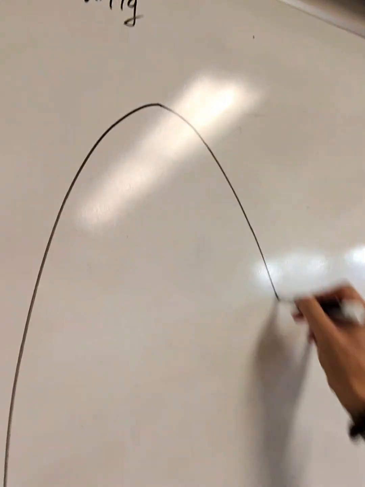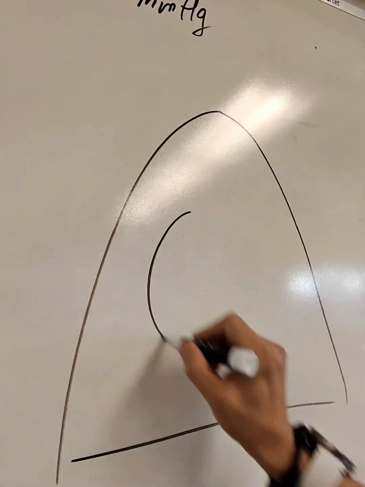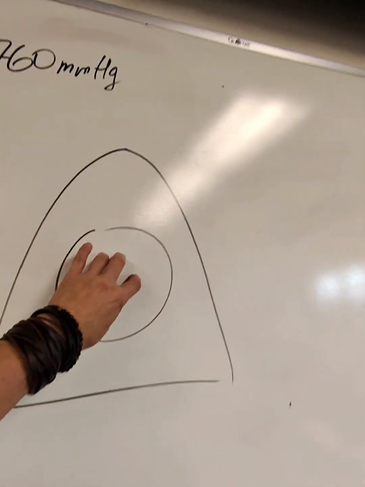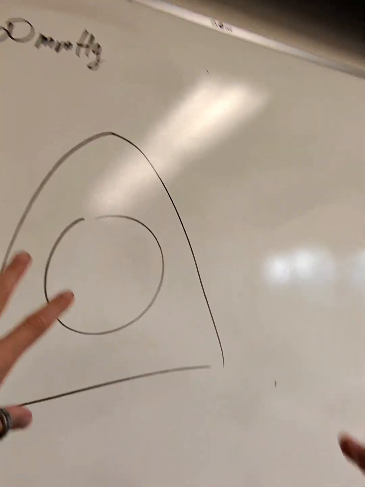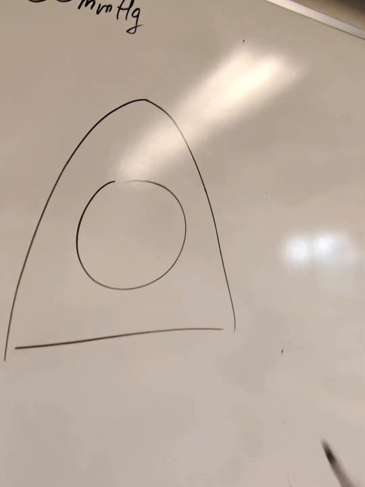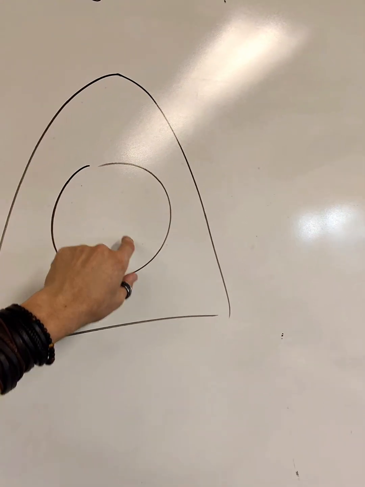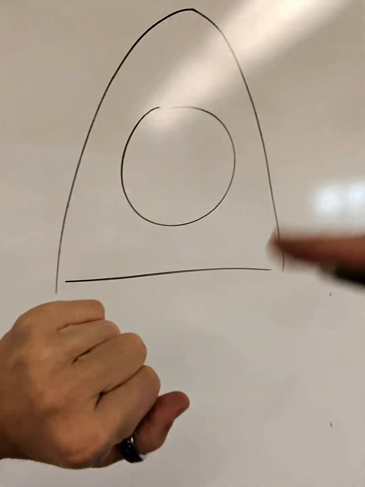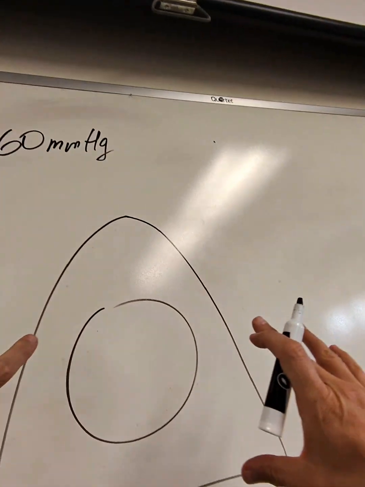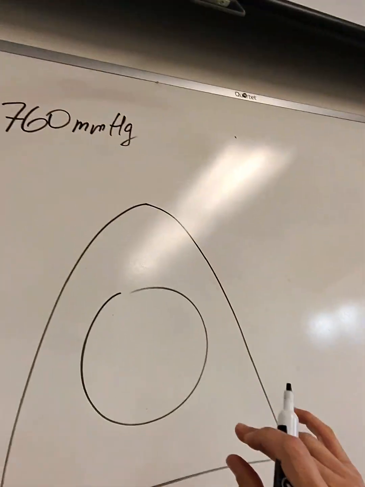So it's a chest wall, right? And this circle represents the lung, and especially in the lungs the alveoli, those pockets, that's where the gas exchange happens. So the gas exchange happens between the alveoli and the blood vessels that wrap around the alveoli. But we want to talk about the pressure differences.